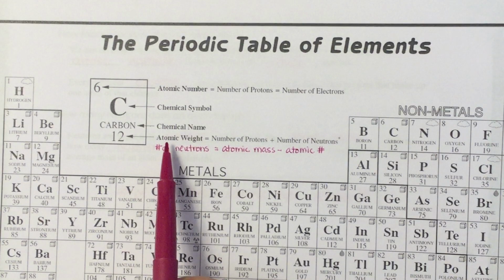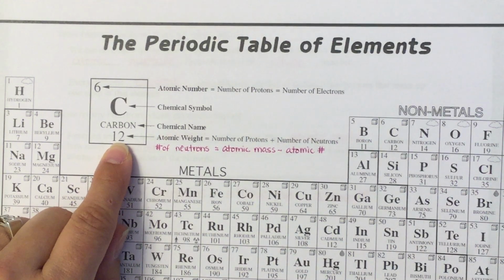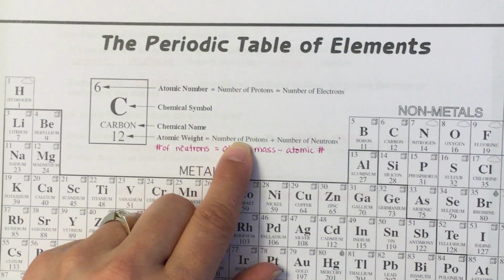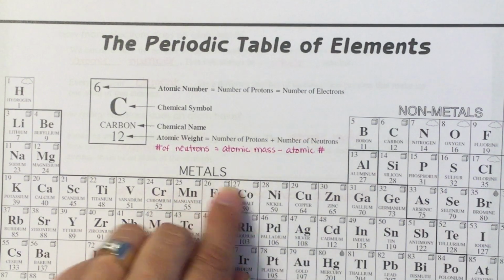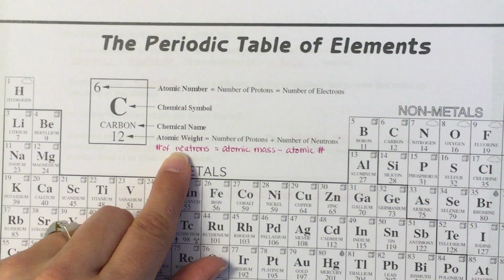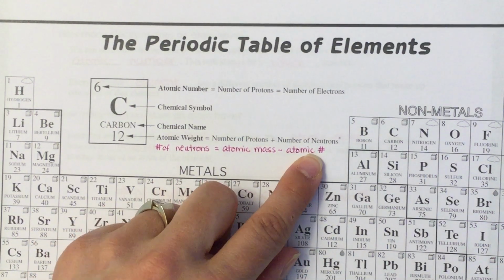Here is our atomic weight. Sometimes you'll see it said weight or mass, both of them are fine. So the atomic mass is always the bottom number on the periodic table. And it tells us here that the atomic mass equals the number of protons and the number of neutrons. So if we rearrange that, and if you want to write this down, you can: the number of neutrons equals atomic mass minus the atomic number.